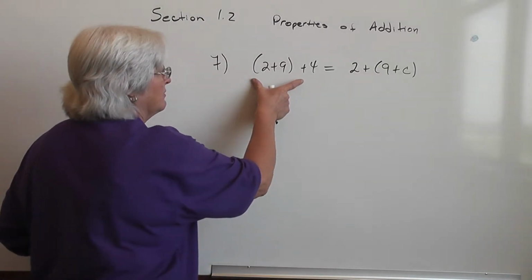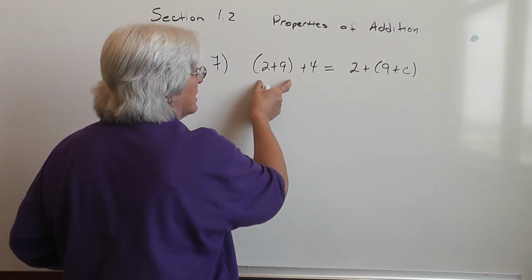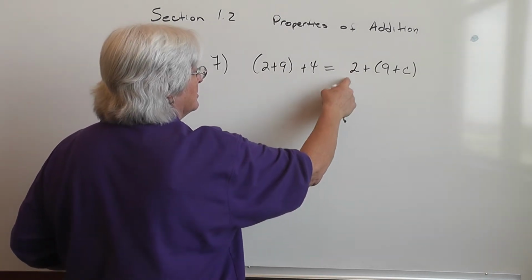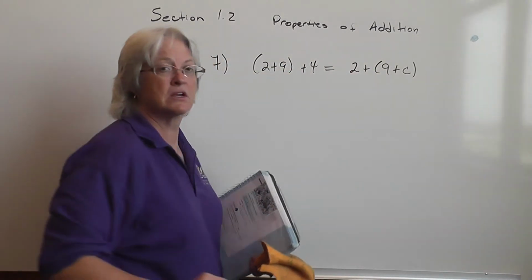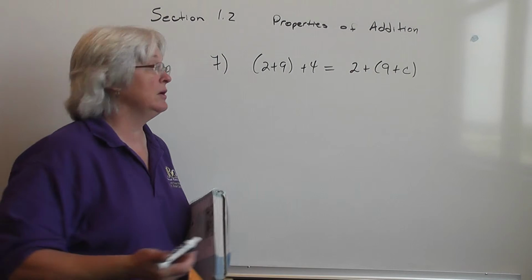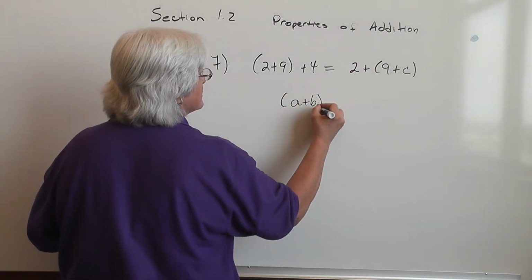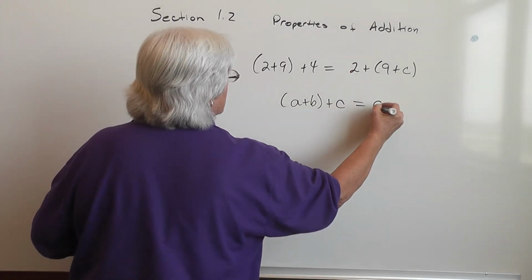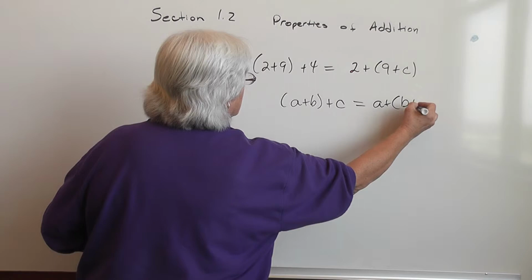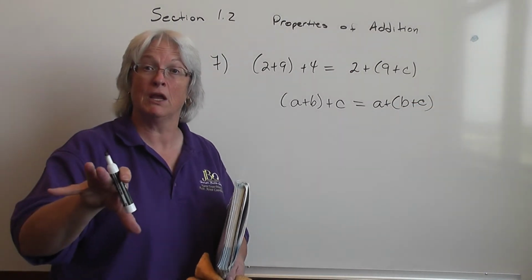Except here, we've got a pattern. 2 plus 9 plus 4. 2 plus 9 plus something. The parentheses are in different places. Do you recognize a pattern here? What if I put it in algebra for you? A plus quantity B plus C is the same as quantity A plus B, plus C. Do you recognize the property here?